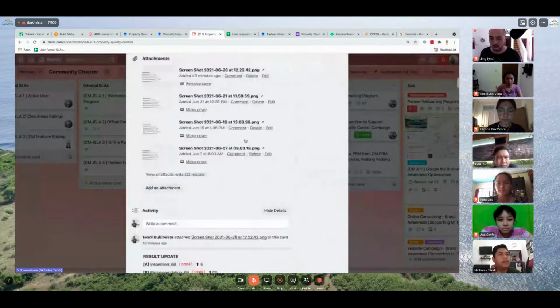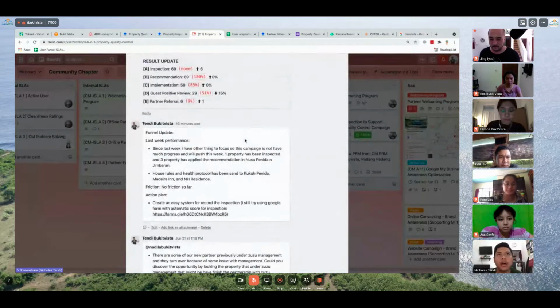So for the update of my campaign, since last week I have focused on finishing the implementation in Nusa Penida, also arranging the welcoming program there, and creating the content for the video. Last week I didn't have much update. I have visited one property for inspection, and three properties have applied in Nusa Penida. That's Kukuh and Madeira, before the photo shoot yesterday. Emil already got to Nusa Penida for the photo shoot. The house rules and health protocol, written, have been sent to Kukuh, Penida, Madeira, and also NH resident. And for friction, there is no friction so far.